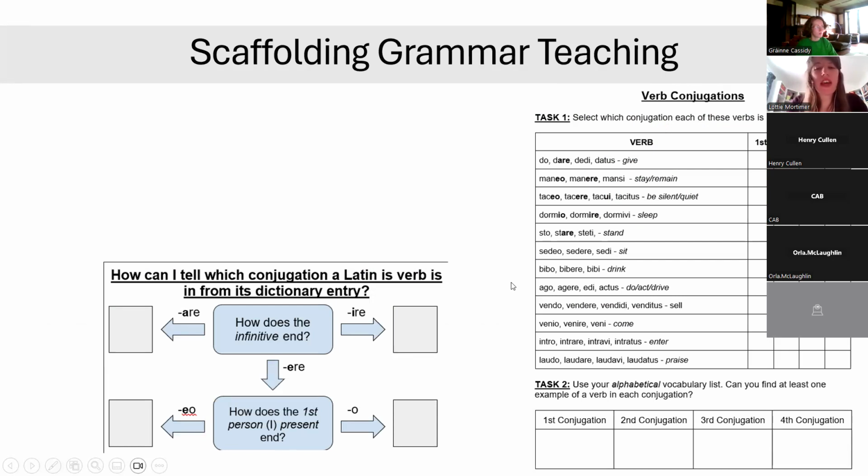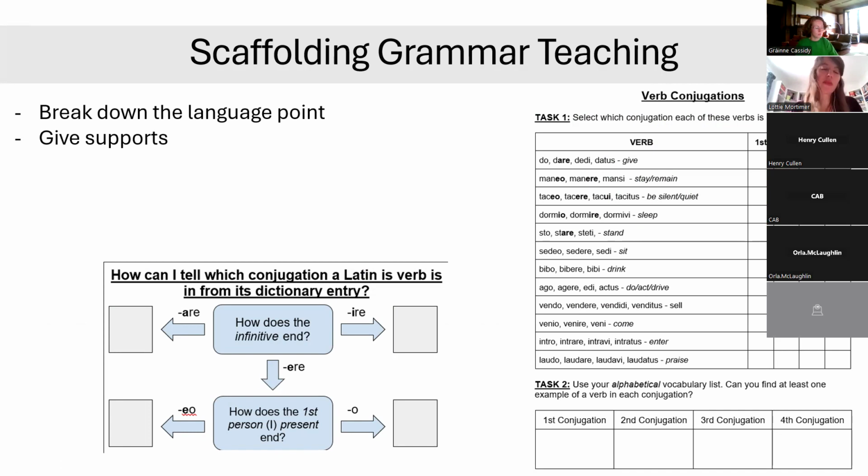We can scaffold grammar teaching. Once again, break down the language point. What is it that you want students to learn? Give supports. Each grammar point demands its own supports, I suppose. I think I was teaching conjugations, and in my brain, I was like, right, conjugations are about categorizing. What supports do I need to give my students to be able to categorize verbs into different conjugations? And the way my mind went was, right, I need the process. I'm going to create a scaffold to show them the process. They can go through the flowchart, we'd fill that in together.